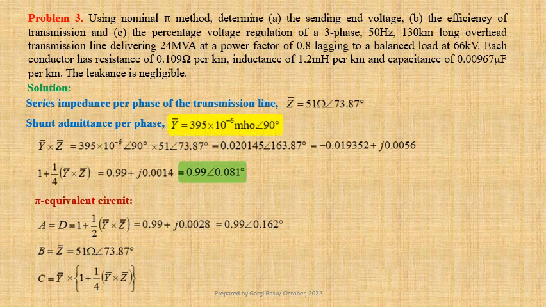Using values we get 395 into 10 to the power minus 6 at an angle 90 degree into 0.99 at an angle 0.081 degree. That gives us 391.05 into 10 to the power minus 6 mho at an angle 90.081 degree.